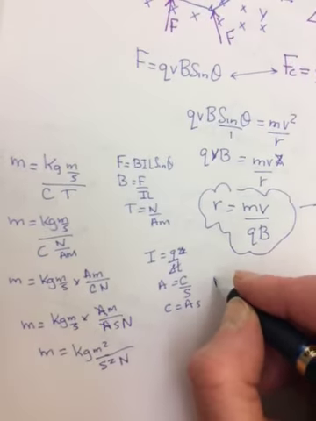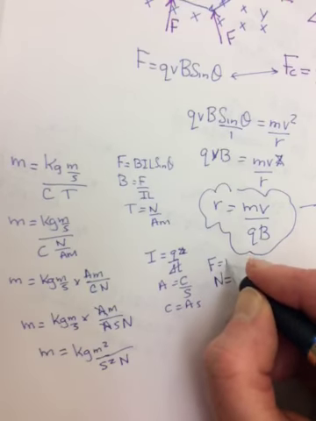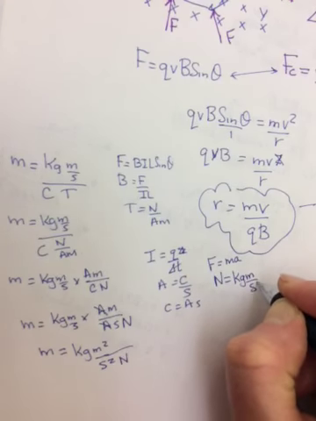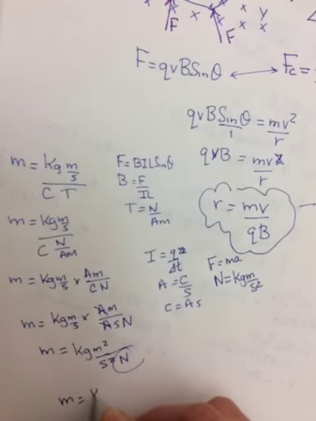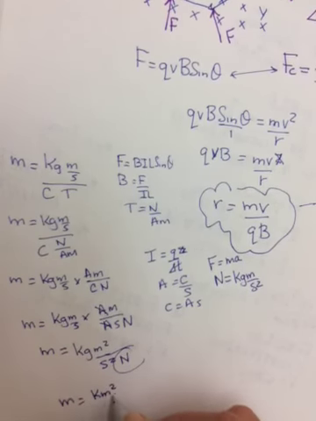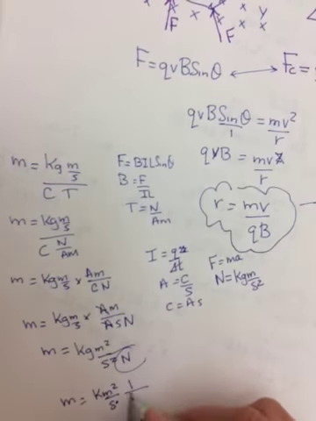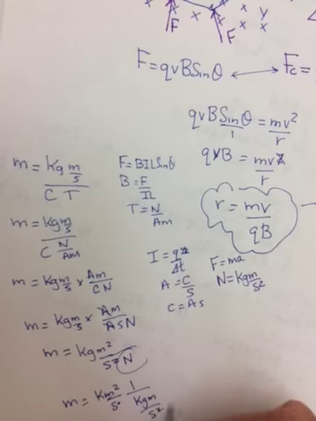Well, a Newton is from F equals MA. A Newton is a kilogram meter per second squared. So where this is, mass is equal to a kilogram meter squared over a second squared, and this is 1 over, I just moved it out, kilogram meters per second squared.